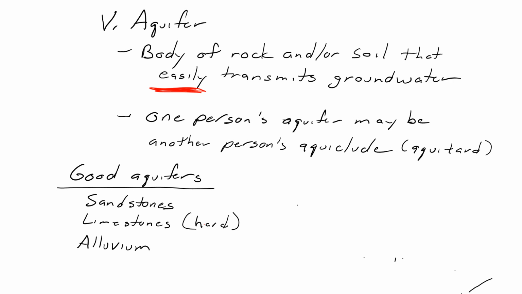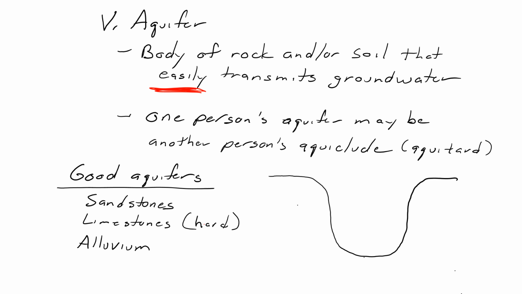Alluvium is another good aquifer. You guys know what alluvium is? Basically, the remnants of erosion. Yeah, and it tends to be found in river valleys. That's the best place to find good deposits of alluvium. So let's say, I'm going to try to draw this. This might be a disaster, but we're going to give it a shot.